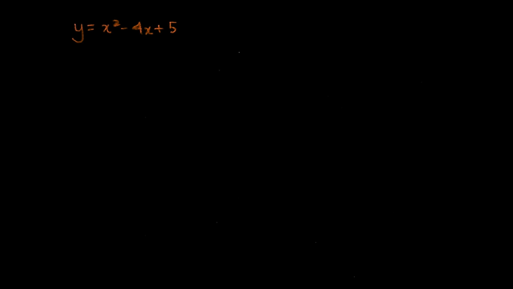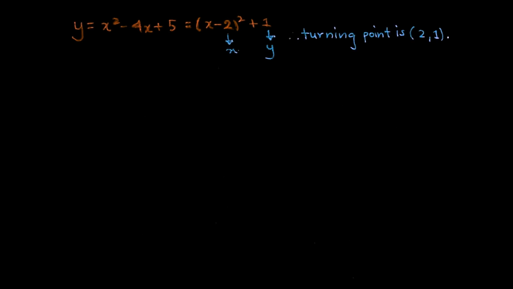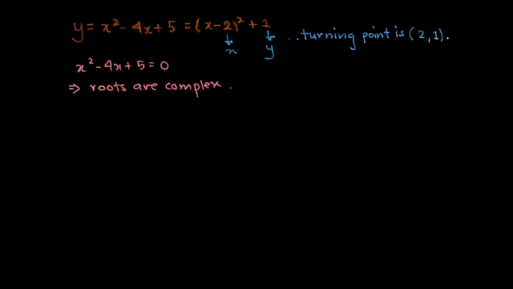Our last example will be y = x² - 4x + 5. At first, we'll express it in the completed square form and find (x - 2)² + 1. From here, we can say that the turning point is (2, 1). Now, let's see one thing. The turning point is above the x-axis.